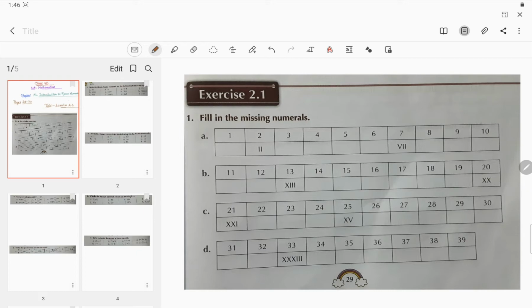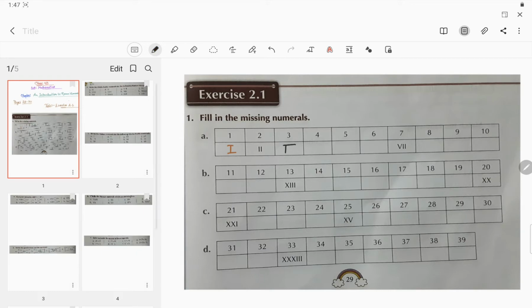Fill in the missing numerals. Question number 1A. Fill in the missing numerals. So 1, 2, 3, 4, 5, 6 are all Hindu Arabic numerals. So you have to write the Roman numerals associated with these Hindu Arabic numerals. So 1 represents I. So you have to write here I. Okay.